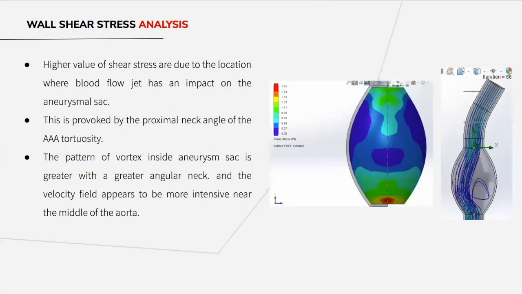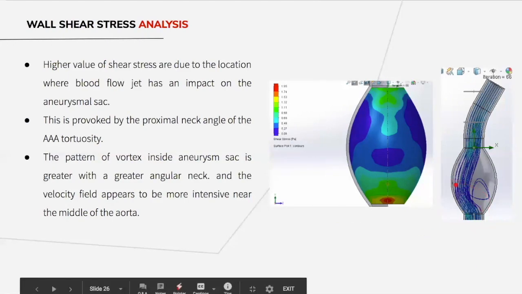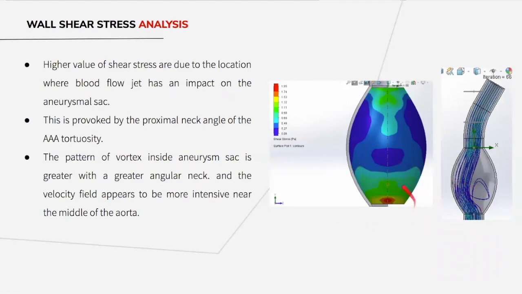About wall shear stress analysis, higher values of shear stress are due to the location where the blood flow jet has an impact on the aneurysmal sac, which is over here. And it can be translated in the wall shear stress plot. This is provoked by the proximal neck angle of the AAA tortuosity, which is this one. The pattern of vortex inside the aneurysm sac is greater with a greater angular neck, and the velocity field appears to be more intense near the middle of the aorta. So here, this is the vortex created inside the aneurysm.